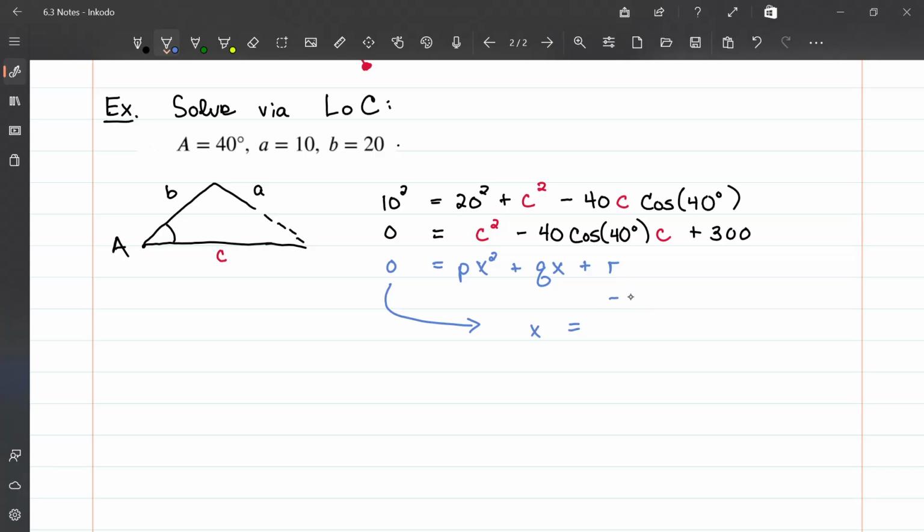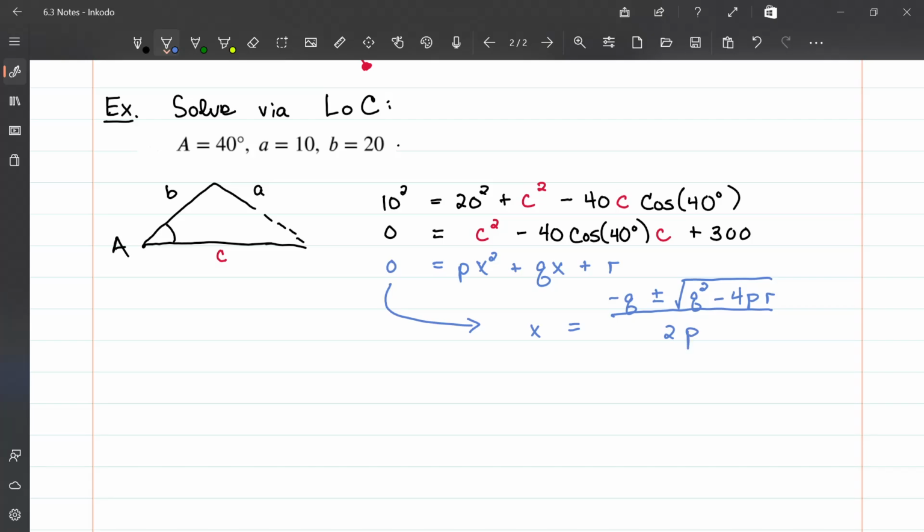We would have the negative of q. You'll notice here I'm using q instead of the standard a, b, and c, and that's because we have very rudely used a, b, and c in our triangle, so we've got to make do, plus or minus the square root of q squared minus 4 times p times r, and all of this should be divided by 2 times p.